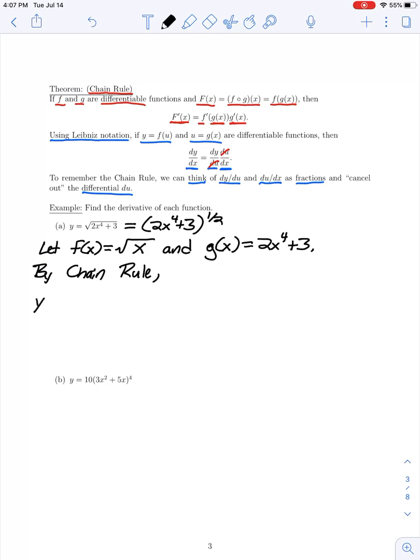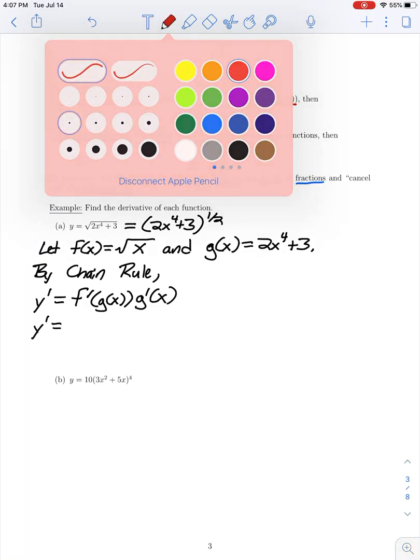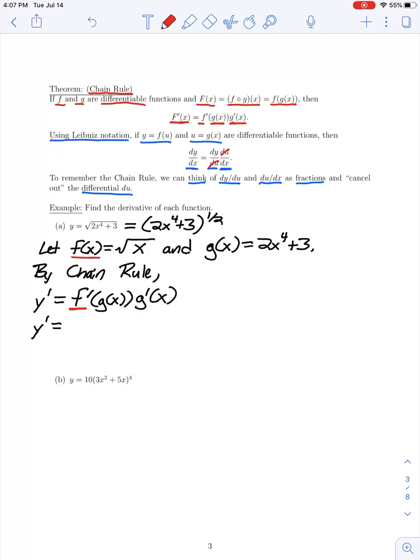And by the chain rule, the derivative of y, that is y prime, would be found by taking the derivative of f, so here that is f prime, and then evaluated at g of x, times the derivative of g of x. So here, let's see what we have. For the derivative of our outer function, f, we'll recall that the derivative of the square root of x is 1 over twice the square root of x. However, we're supposed to evaluate that derivative at g of x. That is, we replace x in the definition of our derivative of that function by g of x. So we would have 1 over twice the square root of 2x to the fourth plus 3.